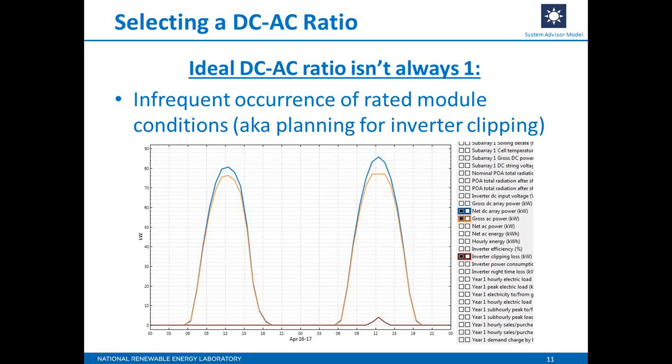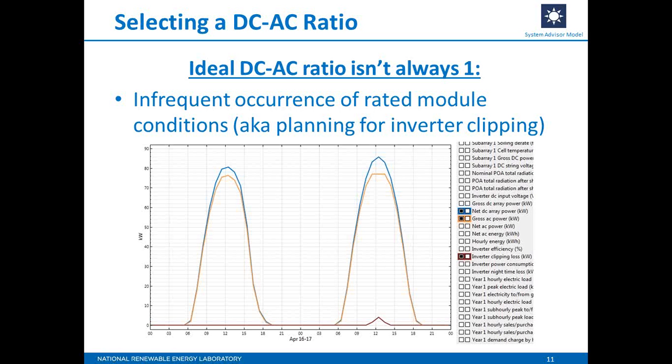This SAM time series plot shows an example of that. The blue line is the DC power produced by the modules, and the orange line is the AC power produced by the inverter. You'll notice that the orange line tracks the shape of the blue line fairly closely, although slightly lower in magnitude due to the inverter efficiency that I mentioned earlier. At noon on the second day, however, the orange line flattens out as the blue line reaches its peak. This is when the modules are producing more DC power than the inverter can convert, and the inverter flattens out at its maximum AC power.